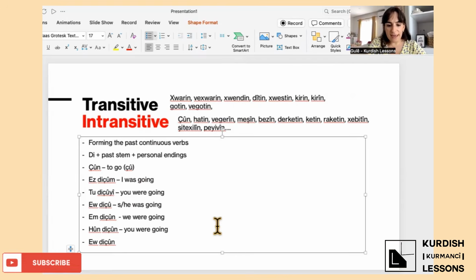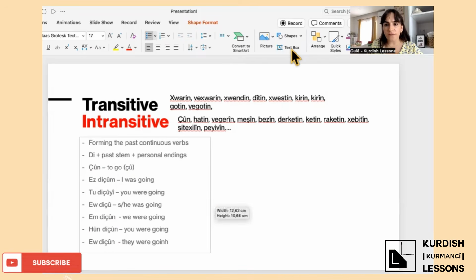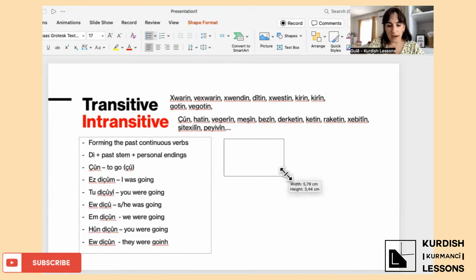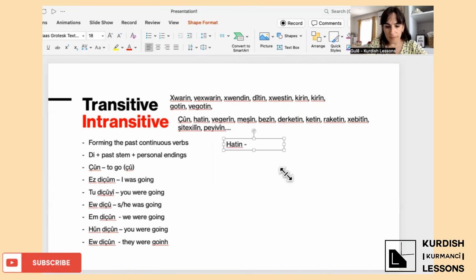Now it's your turn. You will write the conjugation for hatin. Hatin is to come. The past stem is hat. Try to write I was coming, you were coming, he was coming, she was coming, etc., for all pronouns. Pause the video, write your conjugation, and then come back and check your conjugations with me.